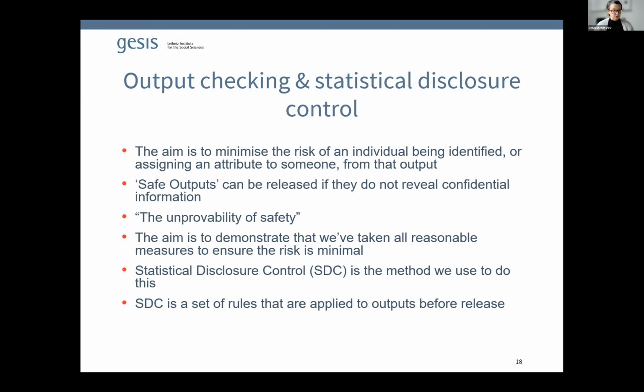Now, we have this idea of the improvability of safety. We can never say that a piece of output, in combination with the whole world of data which is out there, is completely safe. But we have to demonstrate that we've taken all reasonable steps. And we do that through statistical disclosure control. And that's really very simple. It's a set of rules which we apply to outputs before they're released.